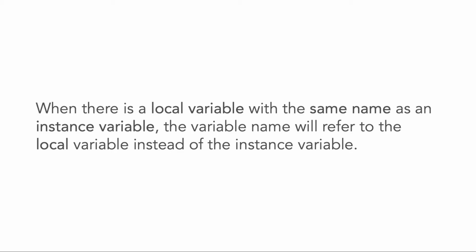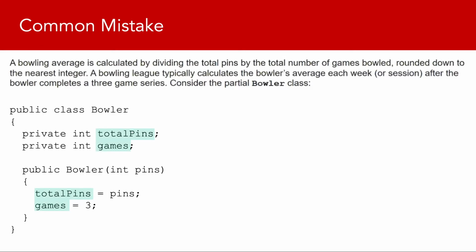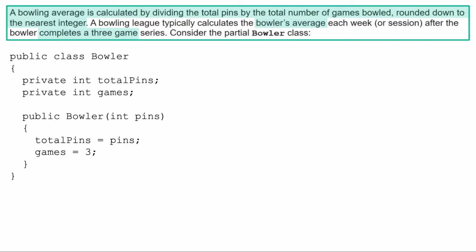When there's a local variable with the same name as an instance variable, the variable name will refer to the local variable instead of the instance variable. A common mistake when assigning values to variables is to redeclare them. As humans, we may think that because they have the same name, they are treated as the same. However, your machine will process these as 2 completely new variables that are local, in this case to the constructor. For this reason, you should always call variables that have been previously declared and assign them values and never redeclare them. Let's consider how to implement the method that will calculate the Bowler object's average.